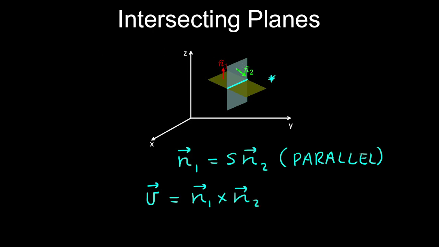So for example, for the case where these vectors are not normalized, they may look something like this. So they'll have the same direction as the normal vector, and n2 would be in this direction. And if we take the cross product between n1 and n2 using the right hand rule, so you'd curl your fingers from n1 to n2 and your thumb will point in this direction into the screen. So this vector v will be in the direction of the line where these planes intersect.